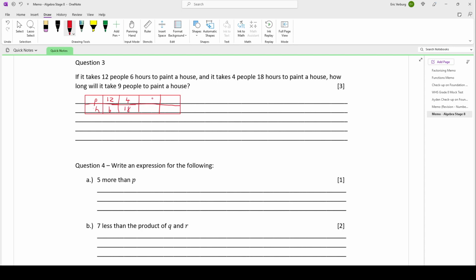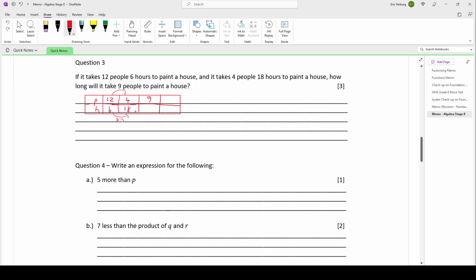Okay, so if it takes 12 people 6 hours, and it takes 4 people 18 hours, then how long will it take 9 people? So this is the part we want to figure out. Okay, so when it's an indirect proportion, here we can see it's 12 divided by 3 to get to 4, then it has to be 6 times 3. Right, so times 3 if that was divided by 3. So that's what indirect proportion is. As the one goes down, the other one goes up. Or as the one goes up, the other one goes down.